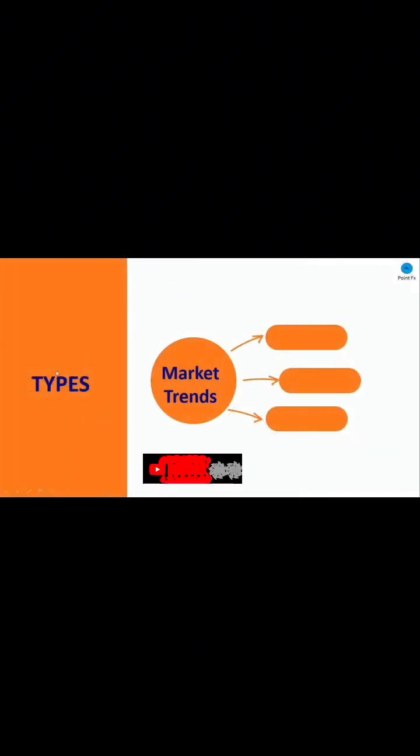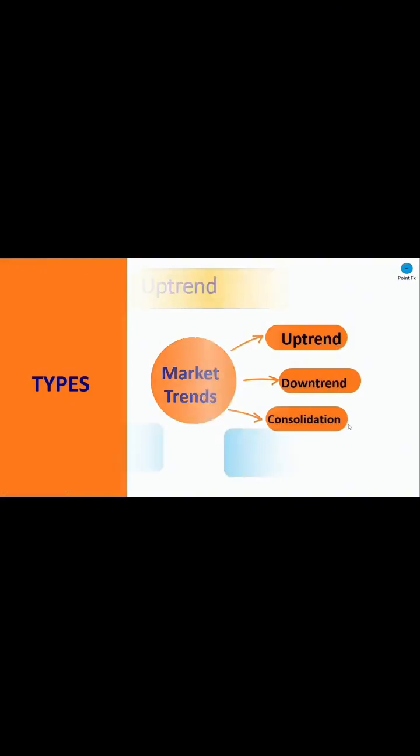So let's now dive deep into market trends. What are the types of market trends? So the market trends are divided into three. So at any point in time, the market is either going up, coming down, or is ranging. So because of that, we'll classify these market trends into three, which the first one is uptrend. The second one is a downtrend, while the third one is consolidation or ranging markets. So let's look at them one by one.